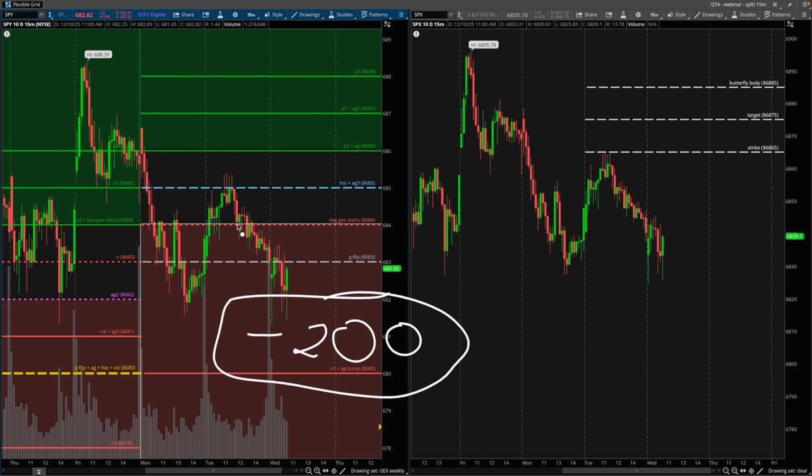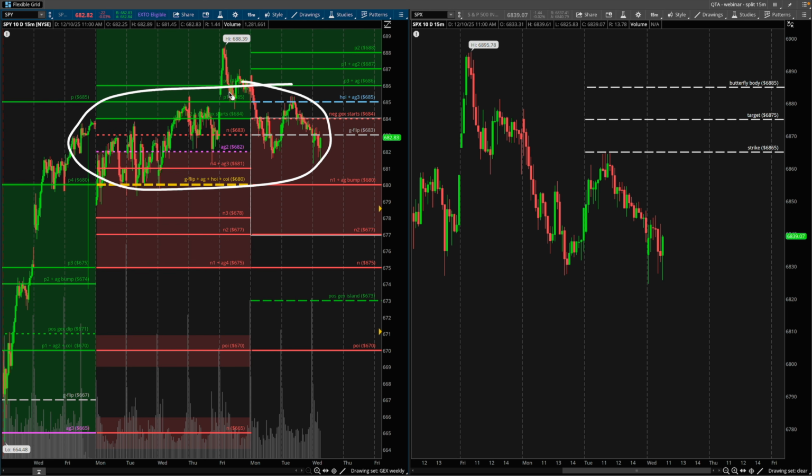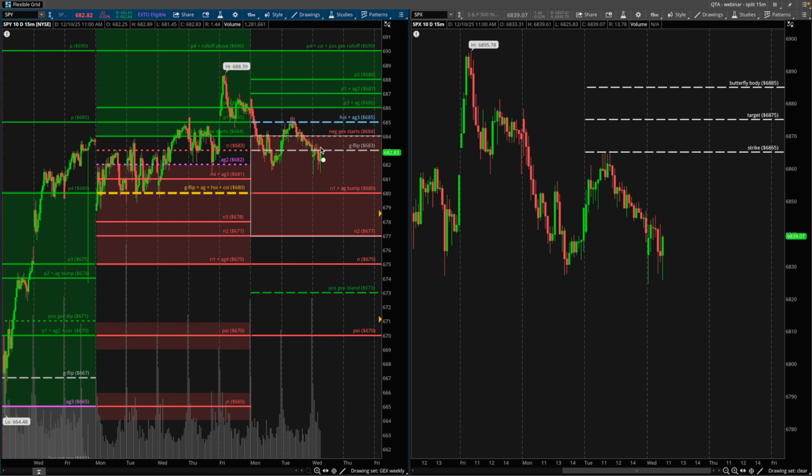But the context matters here. It's a 1 DTE, so there's risk inherently involved. Anything can happen overnight. It's also an FOMC. The market has been consolidating. It's been very choppy for over a week now. So one can argue it's due for an outsized move up or down.